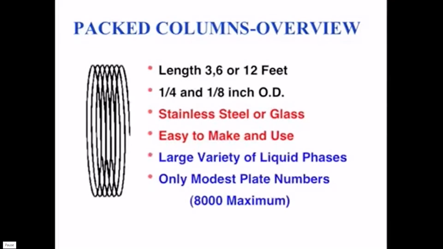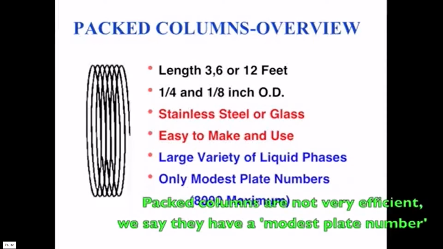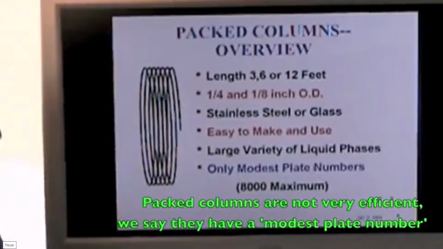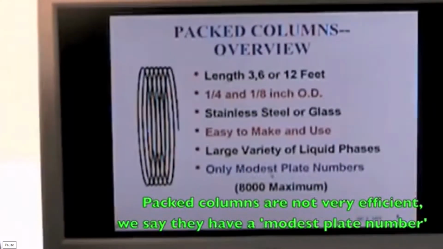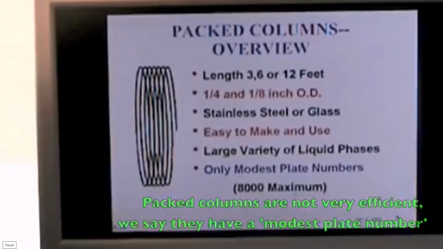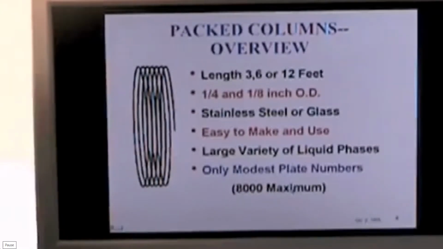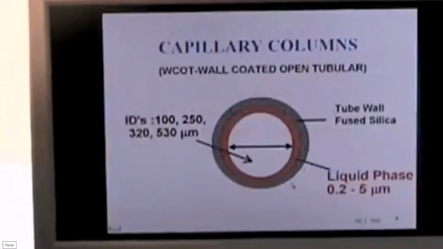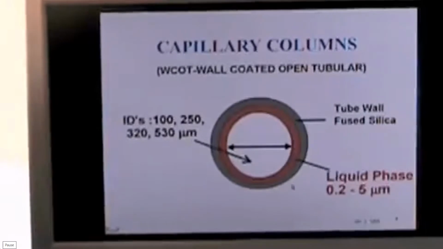There are a large variety of liquid phases, over 100, which have been used, but the packed columns are not very efficient. They generate only a modest number of theoretical plates, and plate counts are a measure of efficiency. We have a modest number of about 8,000 maximum plates from a packed column. As we'll see shortly, the capillary columns are much more efficient.